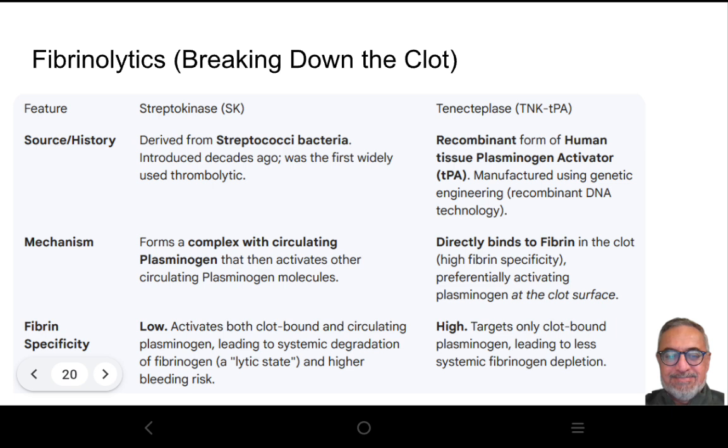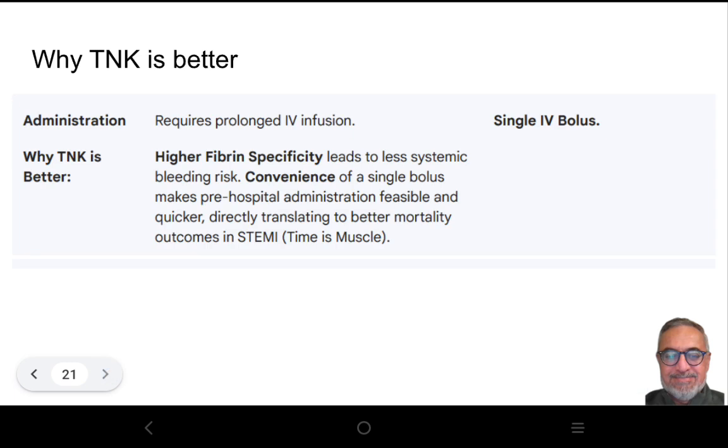It directly binds to fibrin in the clot. It has high fibrin specificity, preferentially activating plasminogen at the clot surface. Therefore, it targets only clot-bound plasminogen, leading to less systemic fibrinogen depletion, therefore safer. TNK is better because it's administered as a single bolus. It has a higher fibrin specificity. It's convenient, whereas streptokinase requires a prolonged IV infusion.